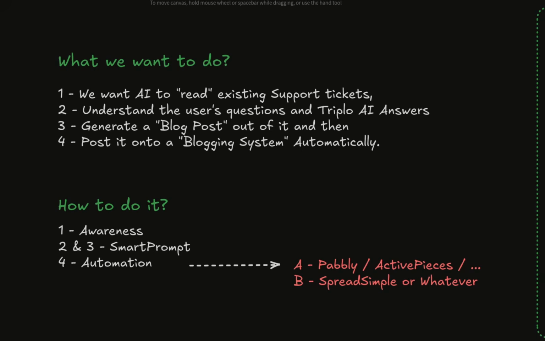So for this, I'll use automation. So first awareness, then steps 2 and 3, understanding and generating the blog post, are smart prompts. And the fourth and last step is automation.